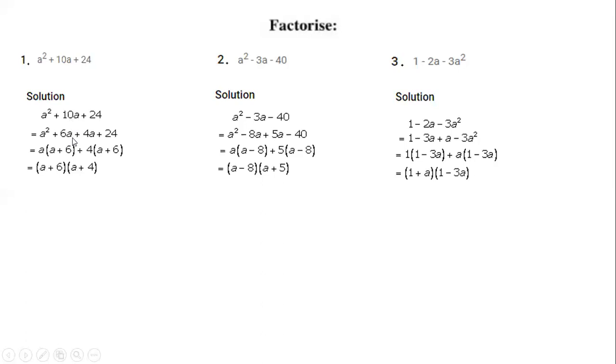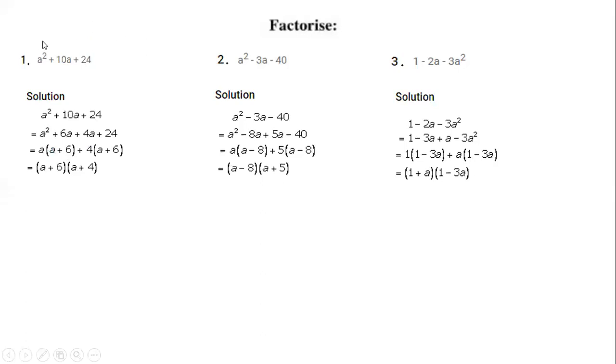So here we have two numbers, 6 and 4. If we add these numbers, then we get 10, and if we multiply 6 and 4, then we get 24. So we are going to split this middle term in two parts, and this expression is equal to a square plus 6a plus 4a plus 24. Now from the first and second term, take out a common. From the third and fourth, we can take 4 common. Now see, from these two values, a plus 6 is the common factor here. So we can take this common factor out, and we are left only with a plus 4.